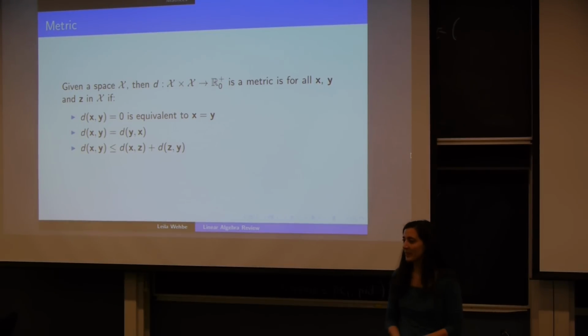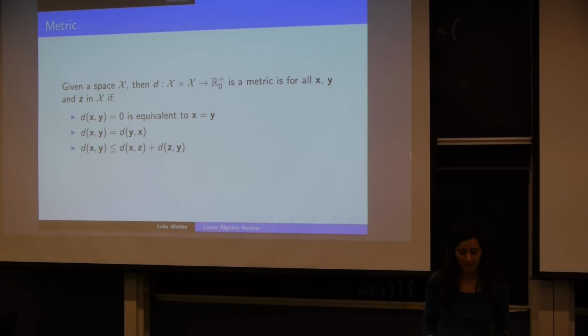Okay, so first, what is a metric? Given a space X, a metric is a function that takes two elements of that set and maps into R0 plus, into positive real numbers. Such a function is a metric if it satisfies the following properties. d of xy is equal to 0 if and only if x is equal to y. d of xy is equal to d of yx. And finally, d of xy is smaller or equal than the sum of d of xz plus d of zy. Okay, and this is what you might know as the triangle inequality.